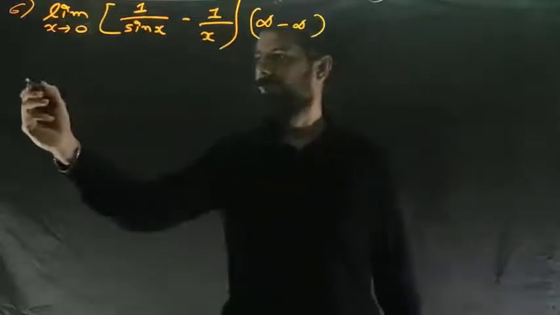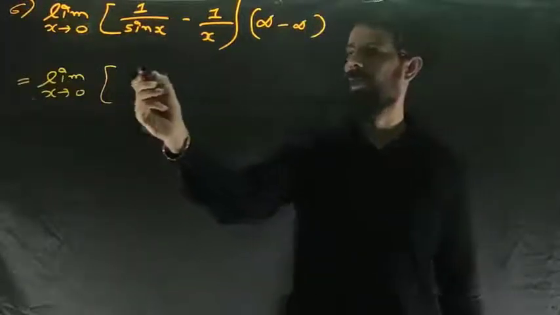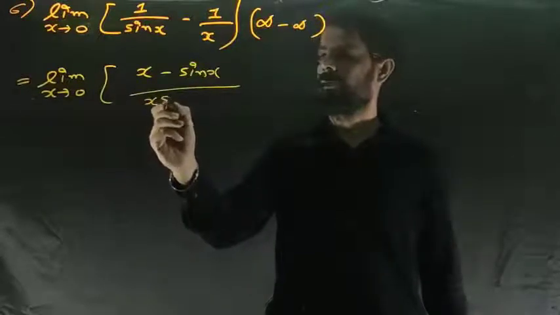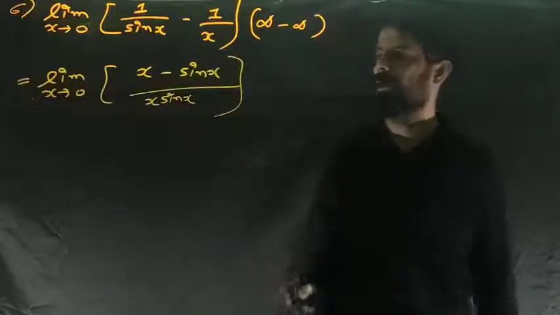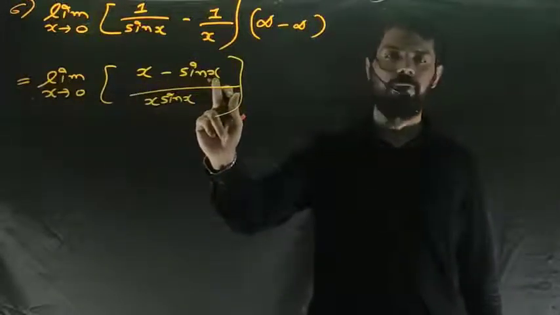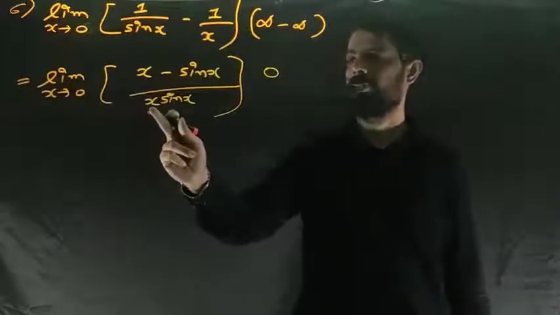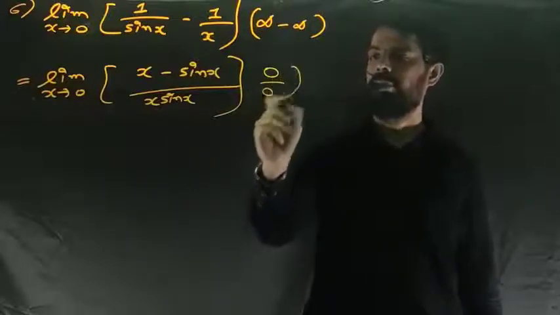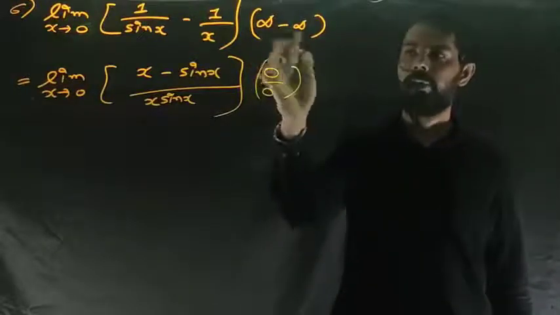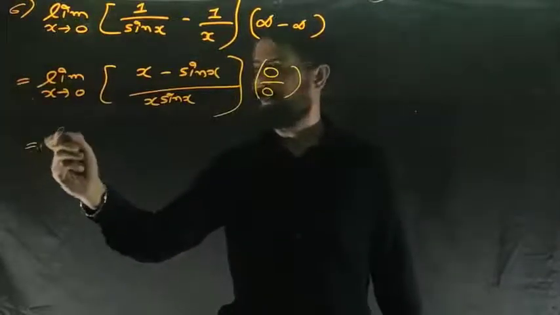So we will have to convert this form into 0 by 0 form. For that, the first step is to take the LCM, so it will be x minus sin x divided by x into sin x. Now replacing x by 0, here it will be 0 minus sin 0, and the value of sin 0 is 0, so in the numerator there will be 0. Then in the denominator if we replace x by 0, it will be 0. So now it is converted into 0 by 0 form. This way infinite minus infinite can be converted into 0 by 0 form.